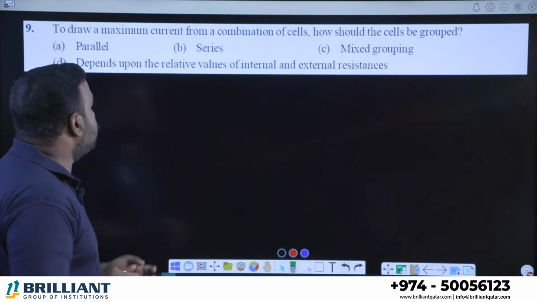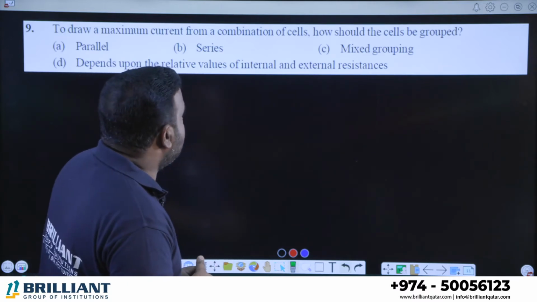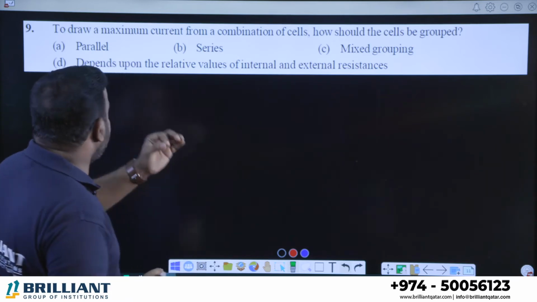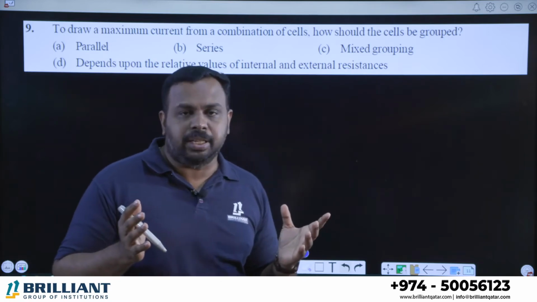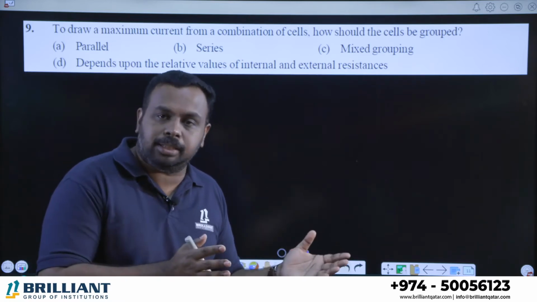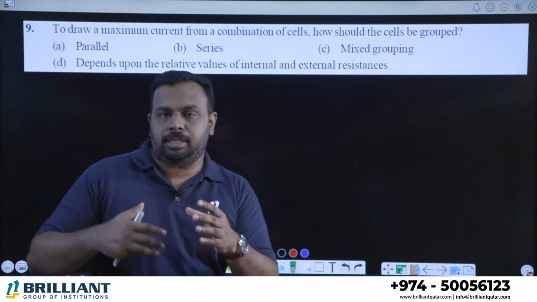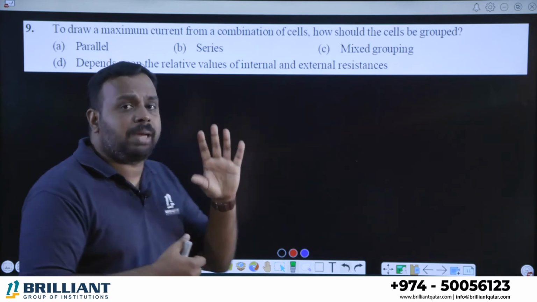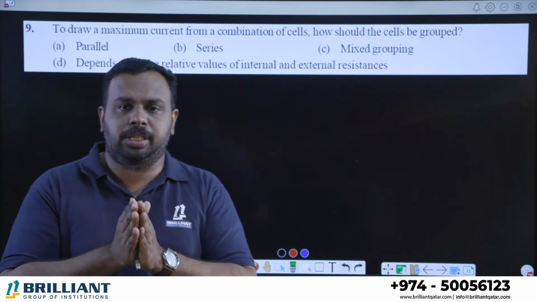So we are going to question number 9. To draw maximum current from a combination of cells, how should the cells be grouped? Cells grouping. You know that cells can be connected in series, you can connect them in parallel. Mixed grouping is also there, that means series and parallel together. Then they're asking to get maximum current, which combination is good?